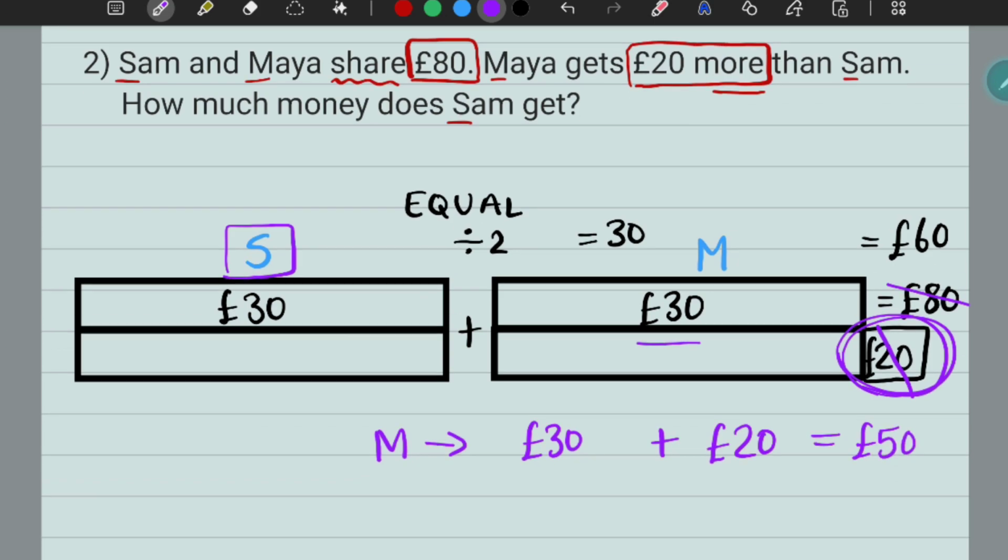I also know that Sam here has got £30. I'm going to do £50 from Maya, add Sam's 30, gives me £80. And that is exactly what it says at the beginning. And I can know that Sam's 30 is 20 less than 50. So I know that Maya definitely got £20 more.